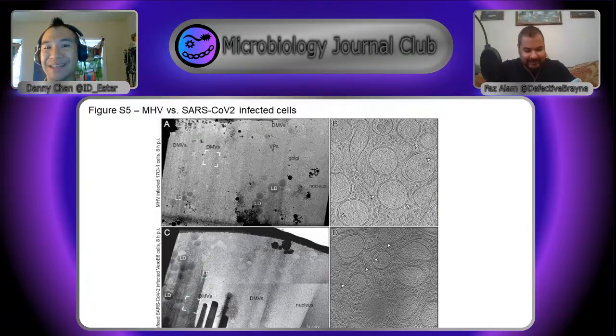But the point, again, is similar to what we just saw, that in these two slices, one from the murine virus and one from our novel coronavirus, the same structure is there. That pore exists between the two. Yeah.